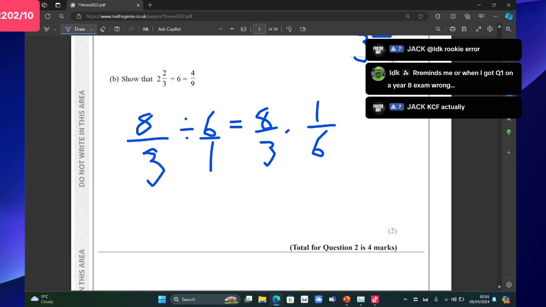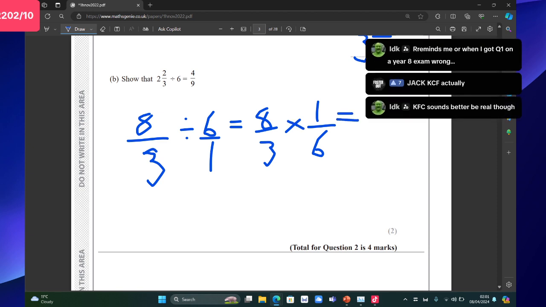Yes, that is right, Jack. Yes, either one. So keep, flip, change, or keep, flip, change. Either one's going to be fine.